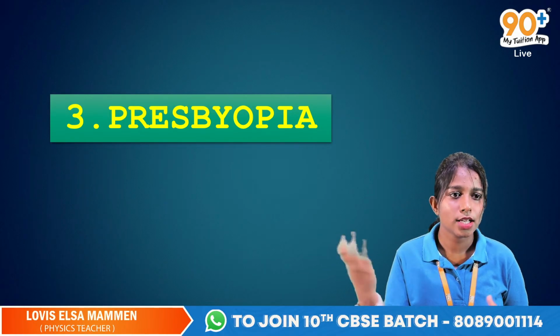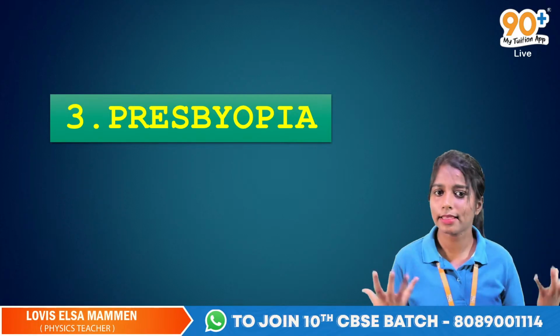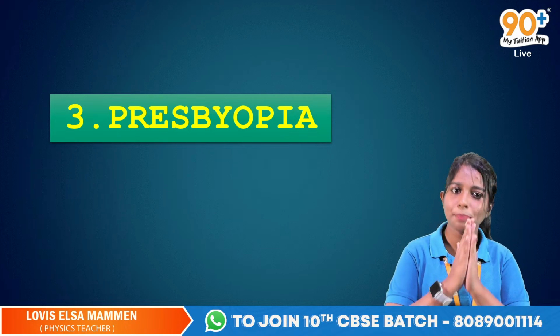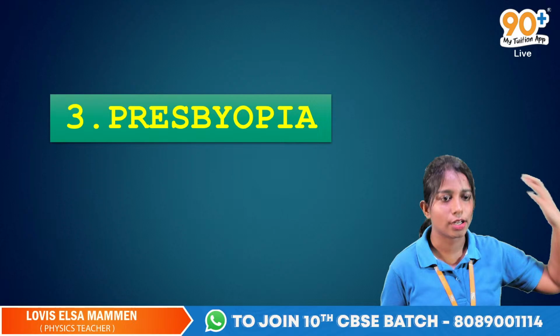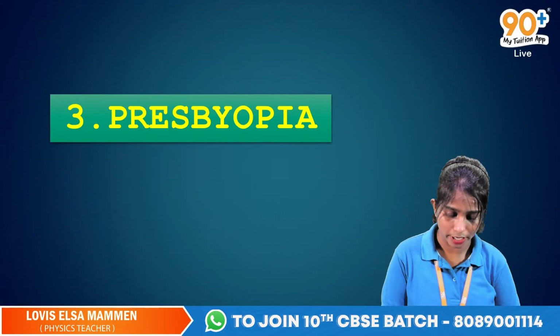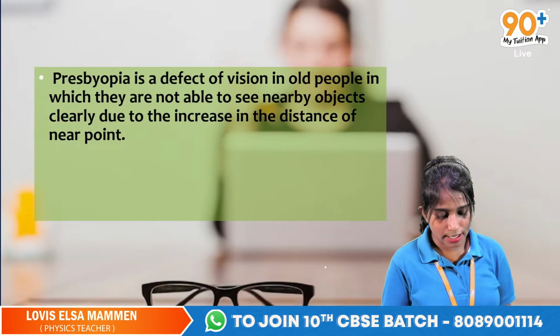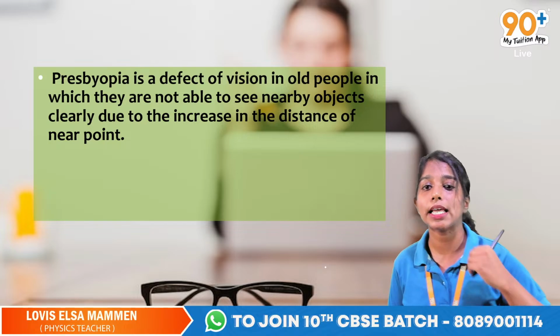Got it? So that is the reason for presbyopia. It is an issue that comes at an old age. In the normal case it worked perfectly; at our age there is no problem. But as they get older, as they get aged, it gets weakened. So the issue is that it is a defective vision in old people in which they are not able to see nearby objects.